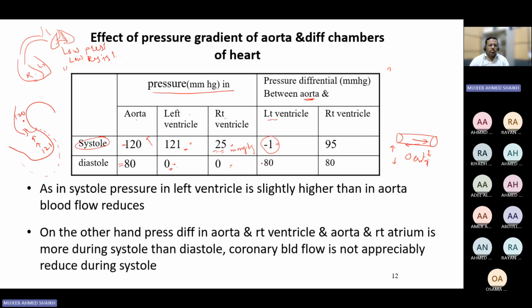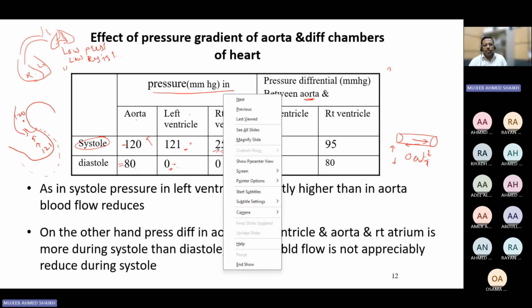Whereas in diastole, 80 minus 0. The difference is 80 millimeter of mercury. So there is some pressure difference. So that's why flow will be restored during diastole. Compare this with the right side. Right side aortic pressure is 120 and right ventricular pressure is 25.